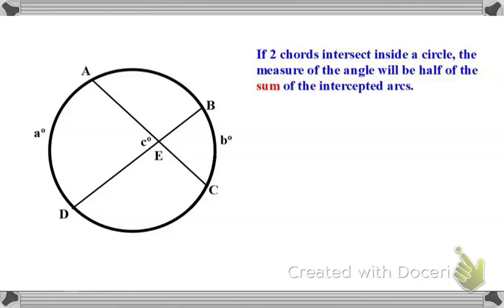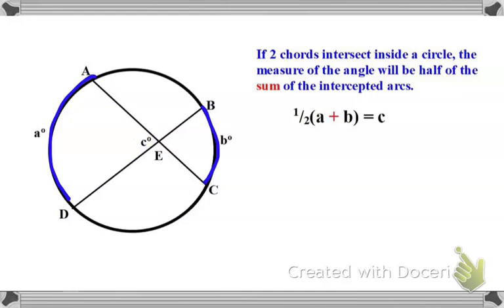If two chords intersect inside a circle, then the measure of the angle will be half of the sum of the intercepted arcs, okay? So let's just put this as a formula a little bit easier. There we go. So what this means is that angle C right here is half of the sum of arc A plus arc B. All right. Notice it's not going to equal.